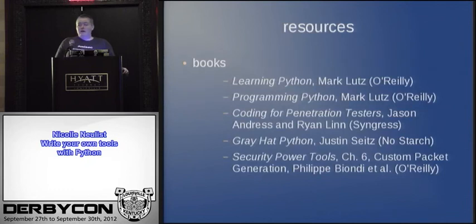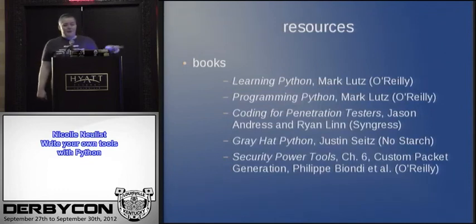I love that book. It covers Python and a bunch of other languages in amazing detail and gives you a lot of context for how to use languages in security scripting. Gray Hat Python is a lot of fun, especially if you want to do exploit dev or fuzzing. Security Power Tools, chapter 6 is an entire chapter on Scapy, which is awesome.